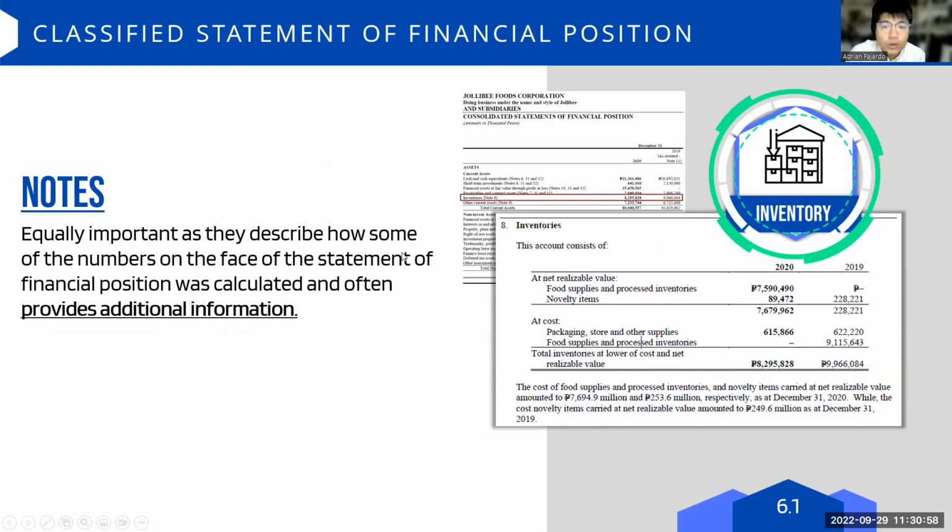And then finally, you have notes, wherein basically it enhances the information. So it provides additional information. So for example, you have notes on certain assets. Like for example, si JFC, sobrang importante. Parang Jollibee is heavy on inventory because of their food. So parang if you want to have notes on the Chicken Joy performance, that will be contained in your notes for your inventory.